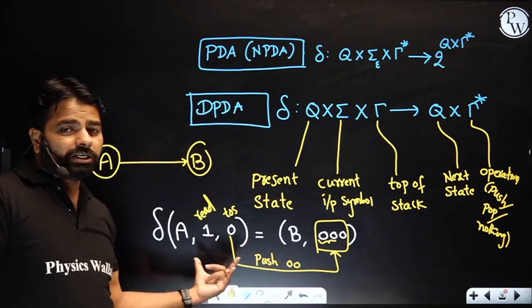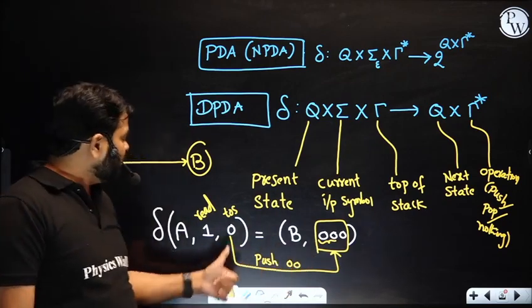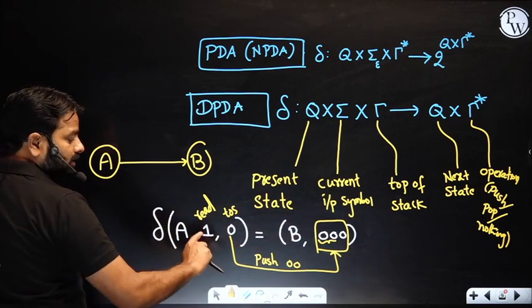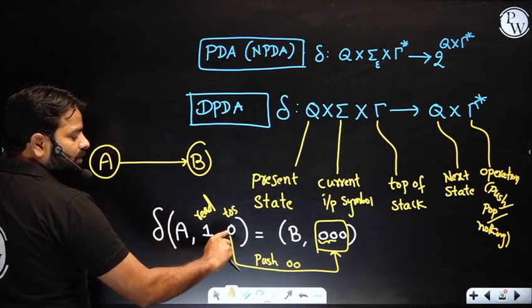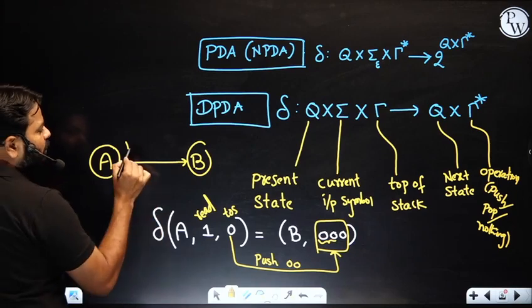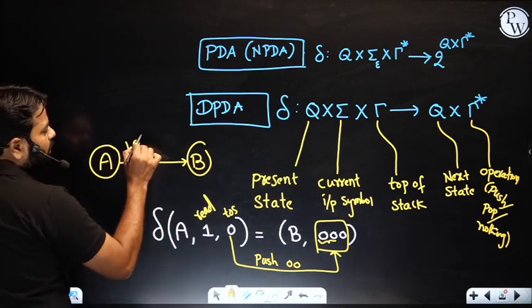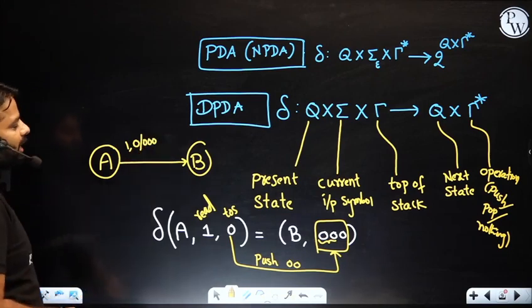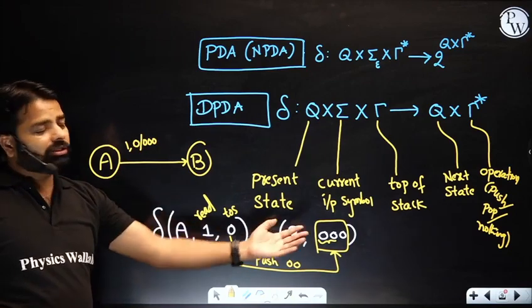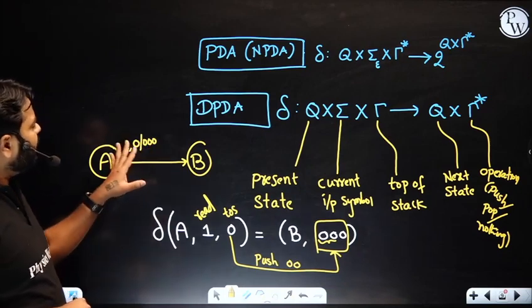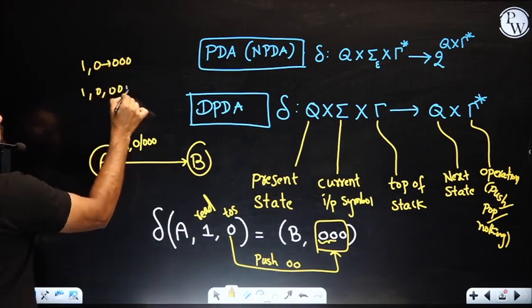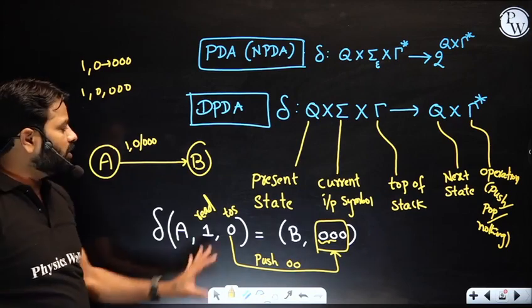So this is the theoretical representation of the transition. Now let's look at how we represent it. From 1 comma 0, you got triple 0. So 1 is the input and 0 is the top of the stack, and you got triple 0. It means that you are reading something, you are looking at something on the stack, and you did some operation on the stack. So these three things are very important. You can write it many ways, like 1 comma 0 goes to triple 0, or 1 comma 0 comma triple 0.